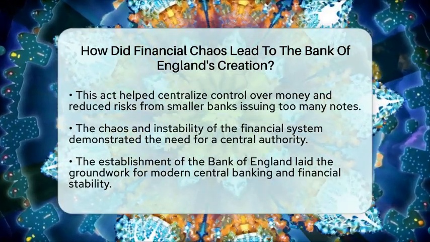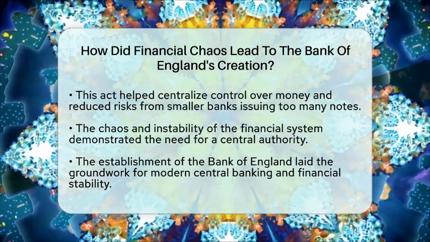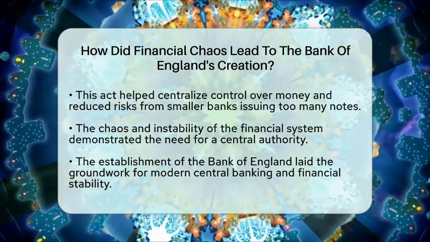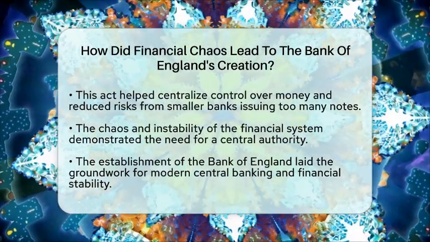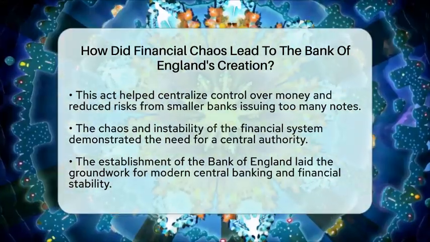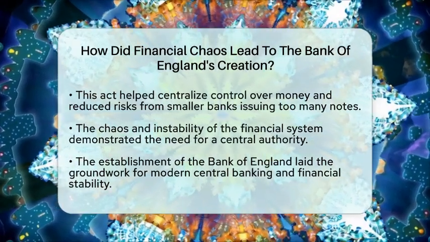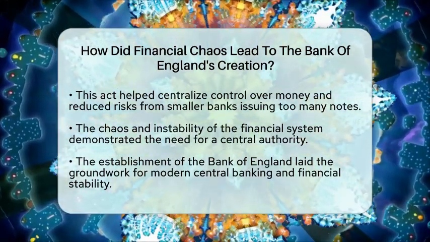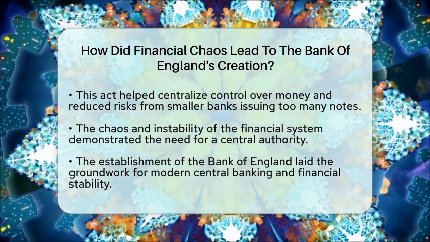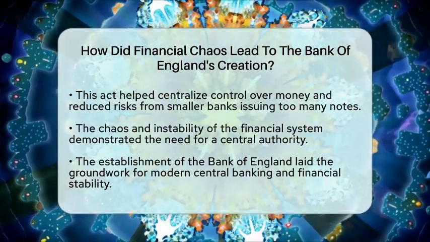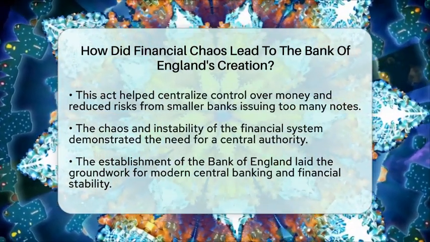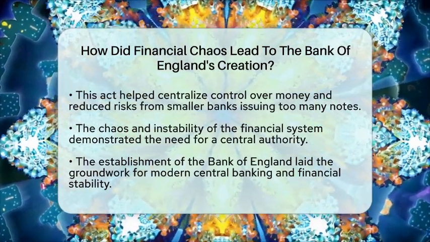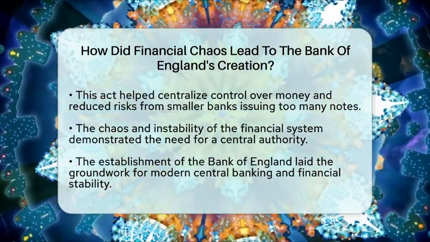In short, the chaos of unstable banks, failed institutions, and risky investments made it clear that England needed a central authority to keep the economy steady. The creation of the Bank of England provided a way to manage government finance, issue currency responsibly, and act as a safety net during financial crises. This set the foundation for modern central banking and helped stabilize the financial system for centuries to come.